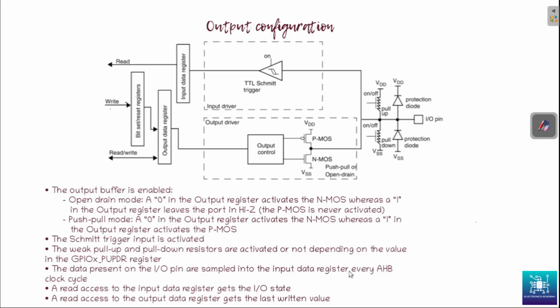And the data present is sampled in the input register every AHB clock cycle, like we saw in the previous slide. Same here. The read access to the input data register gets the IO state. So if you do a read access, you will know what the IO state is. That is, whatever you have output, the same should be read in as input. Read access to the output data register gets the last written value. So whatever you wrote last through the output unit can be read back. If you read, then the last written value is read out.